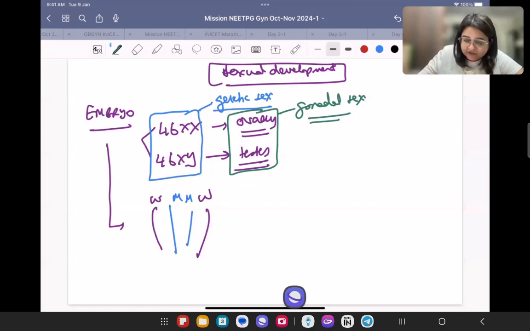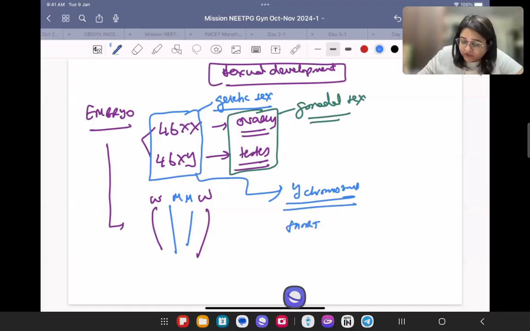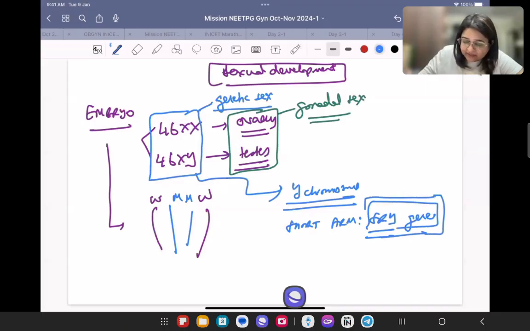What happens in the 46XY person? In the 46XY embryo, there is the Y chromosome. And on the short arm of the Y chromosome, you have the SRY gene, or the sex determining region of the Y chromosome. It's called the SRY gene. This is the main gene. There are many other genes which we will discuss in some time, but the main determinant of whether the gonad is going to be the ovary or the testes is the SRY. If the SRY gene is present, the gonad is going to be the testes.